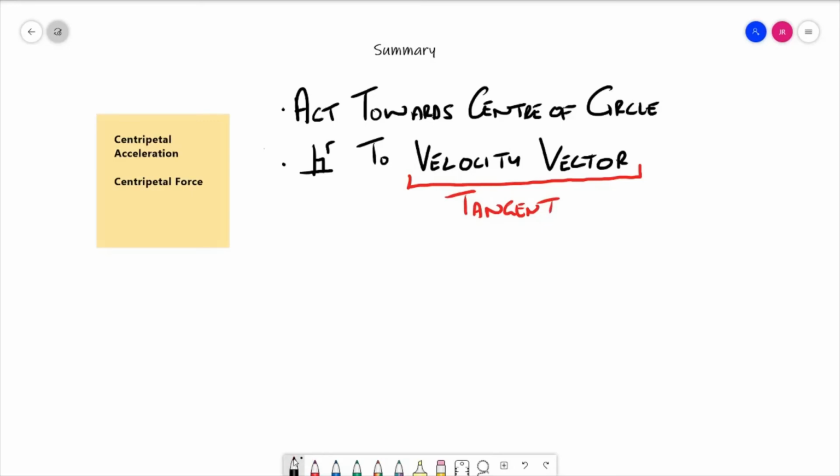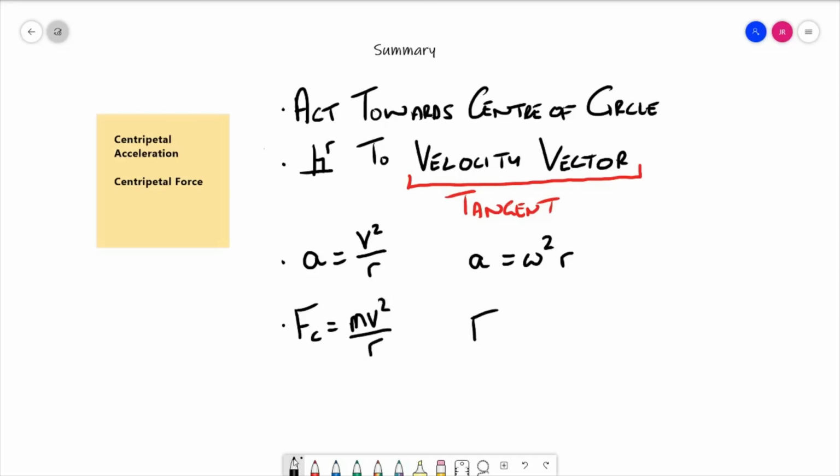We then looked at a couple of equations for centripetal acceleration. We had a is equal to v squared over r, and a is equal to omega squared r. That then gave us the equations for centripetal force as F is equal to m v squared over r, or F is equal to m omega squared r.